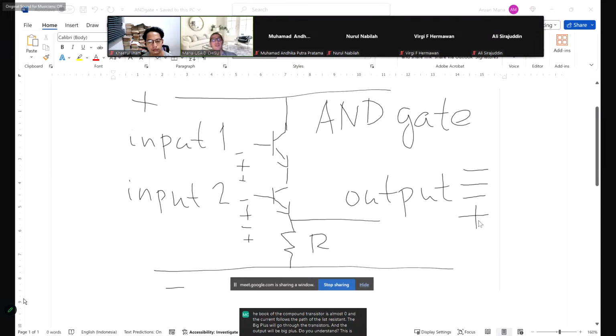This is AND gate on the transistors and using the resistor. Questions, comments, please? Okay, finally, OR gate.